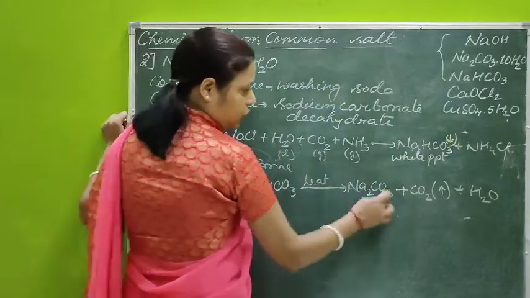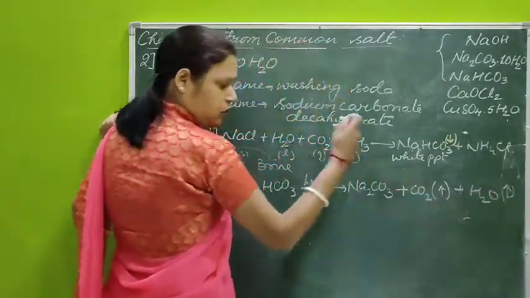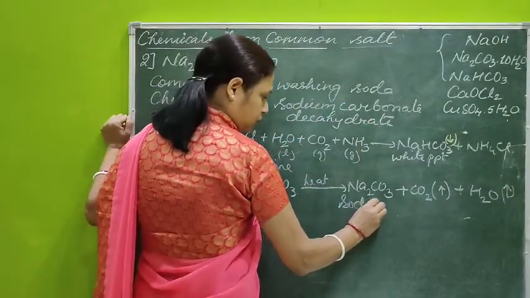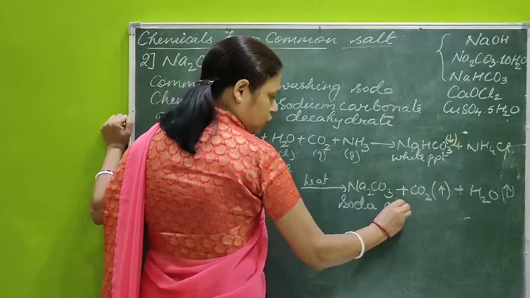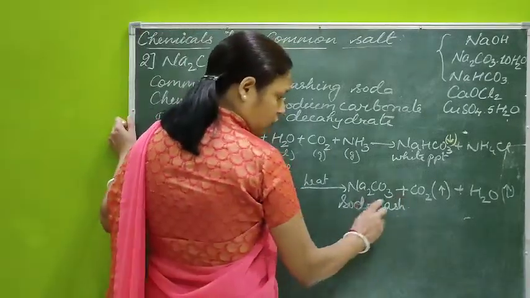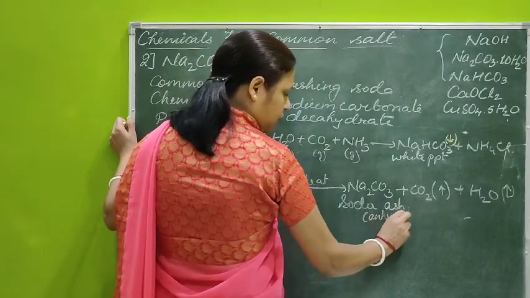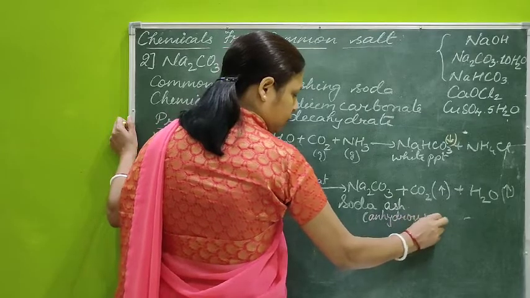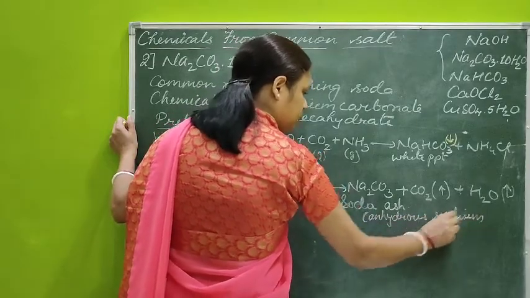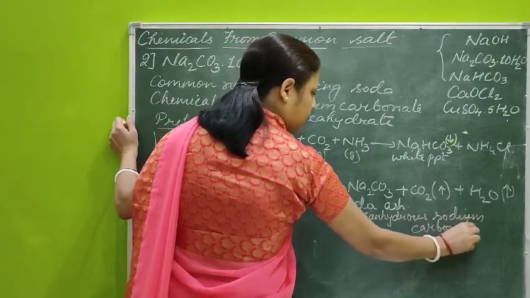Now this water also goes up in the form of vapors. Carbon dioxide also expels out. This is remaining, and that is actually your soda ash, also known as soda ash. Or you can also call it, since here no water molecule is there, anhydrous sodium carbonate.